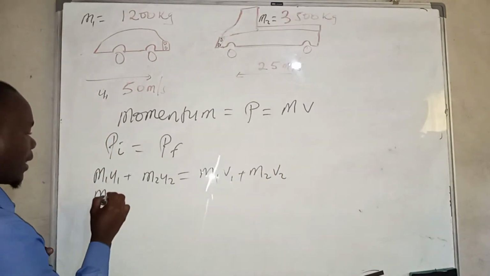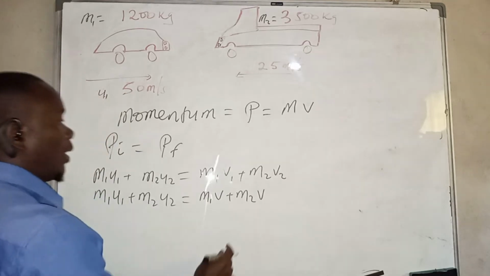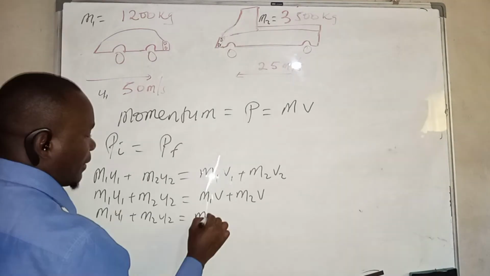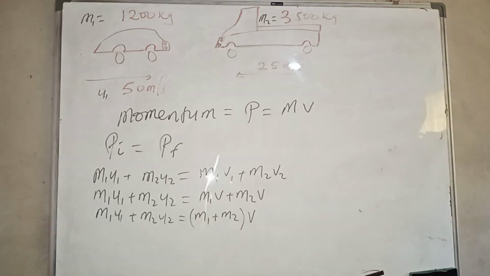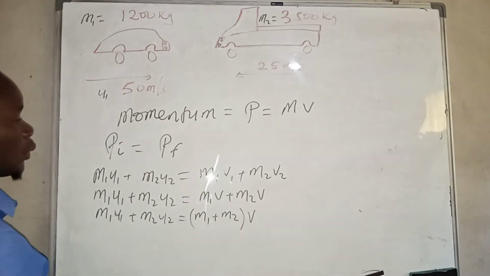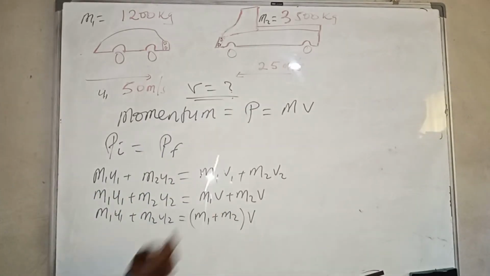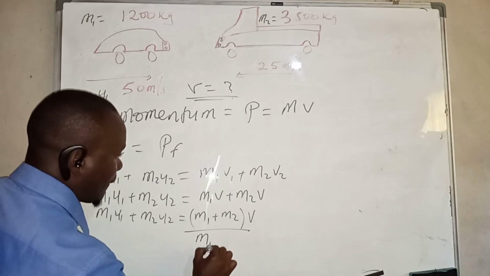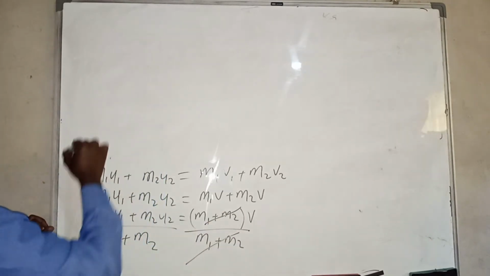So we're going to have m1 v plus m2 v, which we can factor out v, and we're going to have m1 plus m2 then v. So from here, we want to find the common velocity. We need to find v after collision. So from here, we can just divide by m1 plus m2, and they're going to cancel.